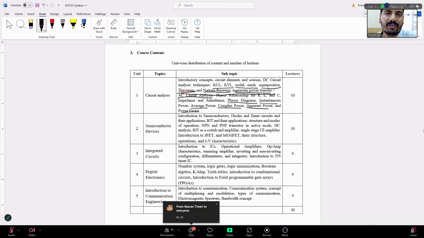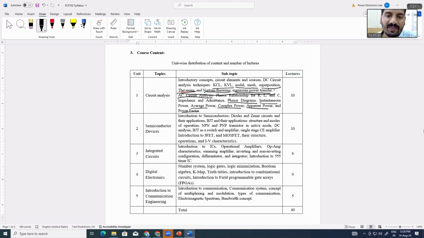No, sir. Power factor, have you heard of power factor? Yes sir, in AC. We will talk about power factor in AC only. What is the reason? Why are we not talking about power factor in DC circuits?